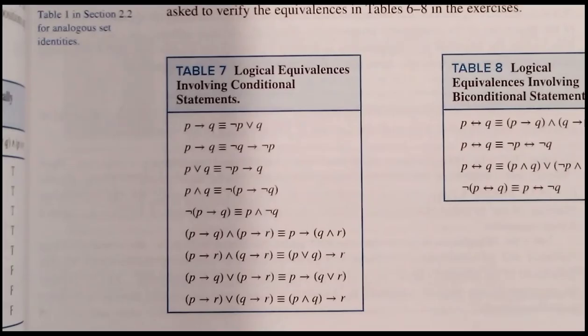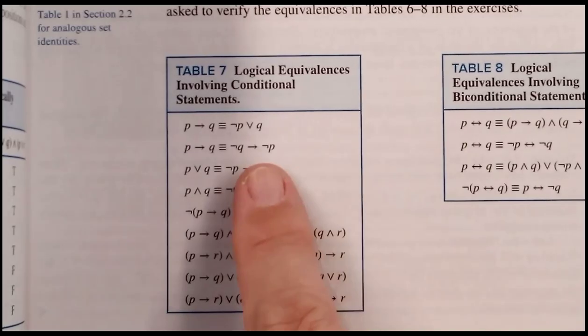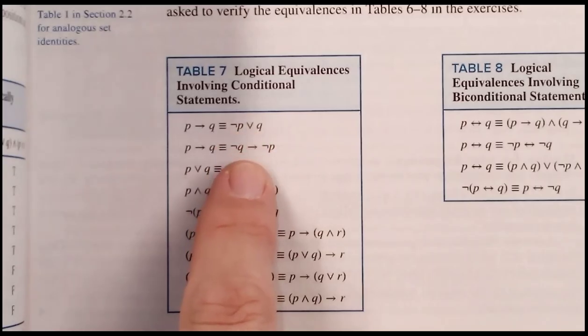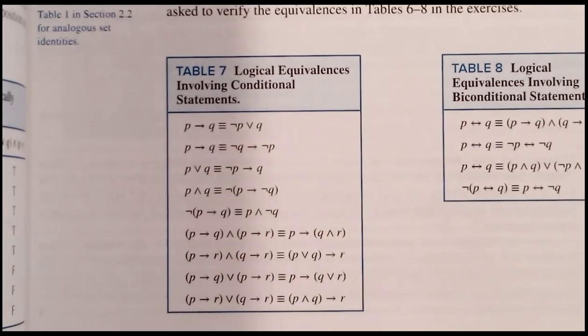One of the things I notice is the first piece in table 7. If P then Q gets rewritten without an arrow in two different ways. Here it is with an arrow, here it is without. Wait a second.